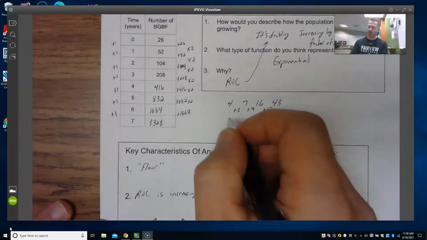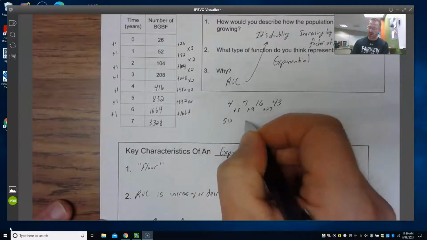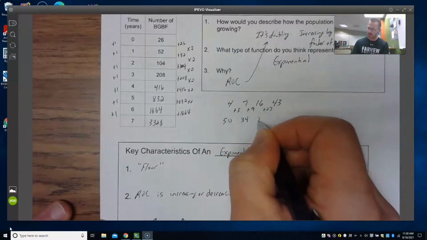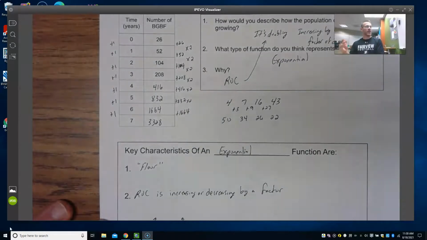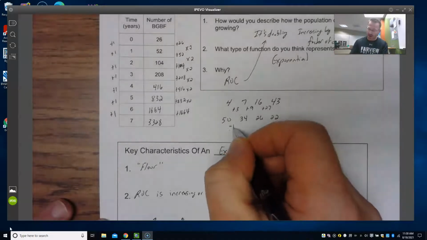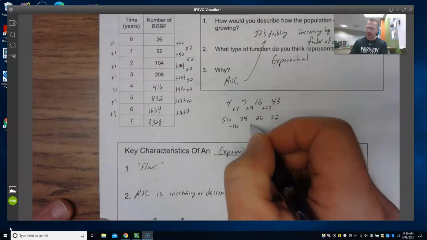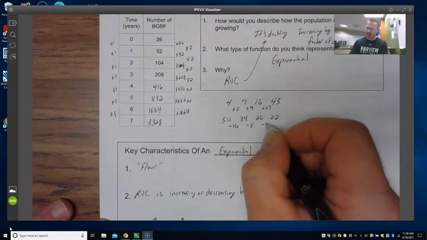We might go the other direction. So maybe we have something like this: 50, 34, 26, 22. So those are my 3 or 4 rates of change. Now, doesn't seem to be constant. So let's look at how they're changing. Notice I went down 16, and then I went down 8, and then I went down 4.